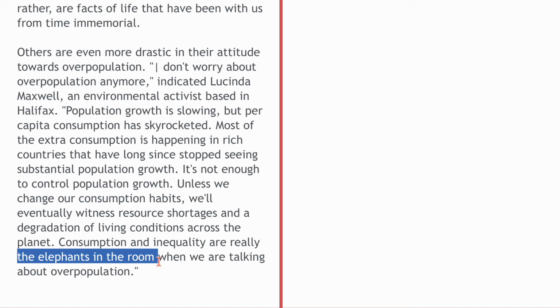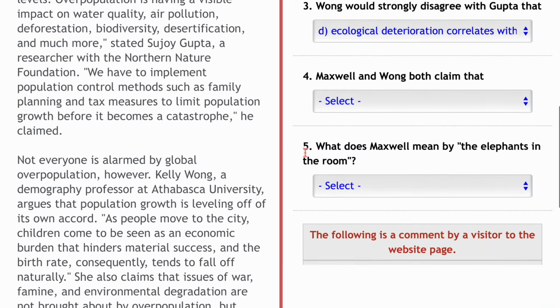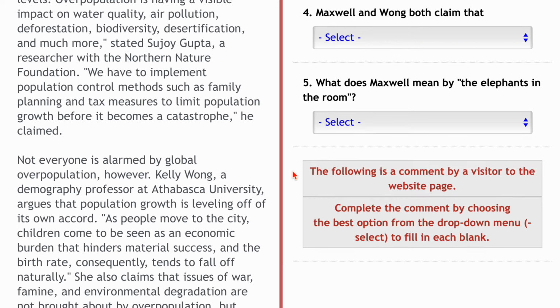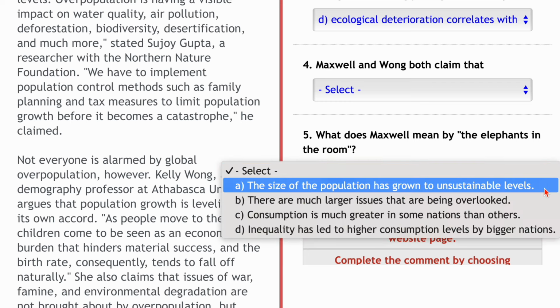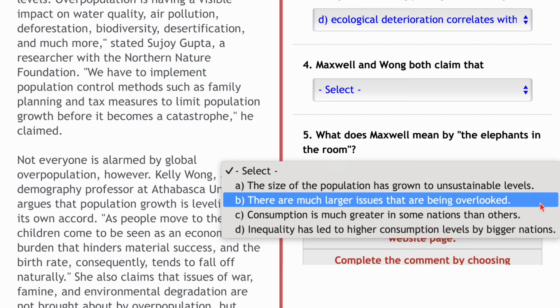So, this question connects with number 5. What does Maxwell mean by the elephants in the room? Before we analyze that quote, let's look at these answers. The size of the population has grown to unsustainable levels. There are much larger issues that are being overlooked.